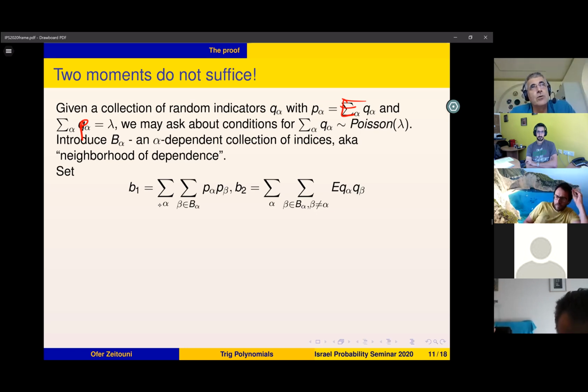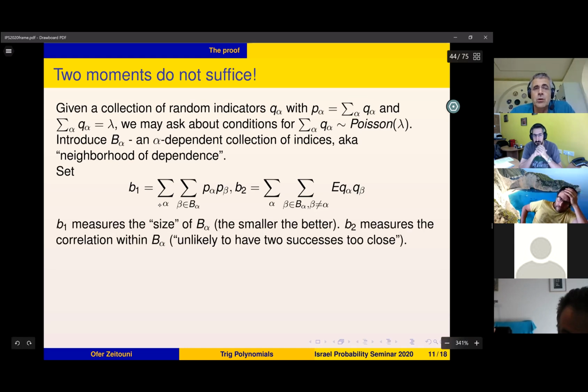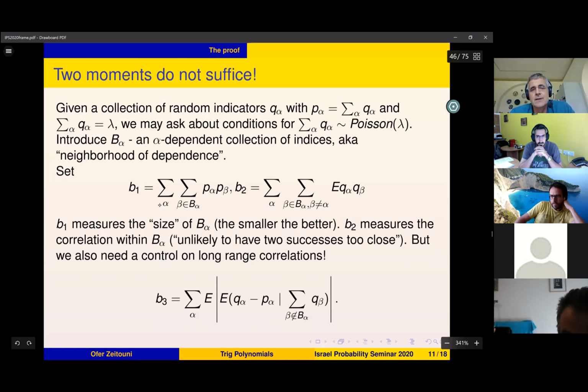So that takes care of local correlations, like in the example I mentioned earlier. But is that enough to get the Poisson limit? The answer is no, because there could be some long-range correlation. So we would need some control on long-range correlation. And this control is going to be given in the following way. You look at Q alpha minus P alpha, and you condition on how many successes you had outside of B alpha.